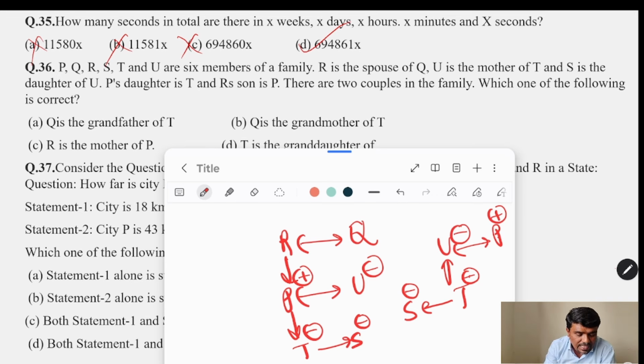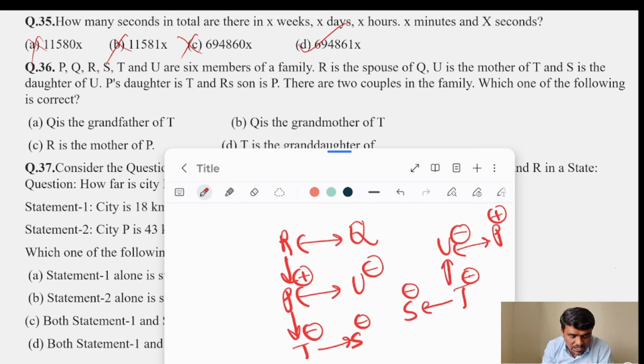So which of the following is correct? Q is the grandfather of T. See, there are two couples in the family, of course. R's son is P, which means I don't know R's gender. See, in case of blood relations, always focus on the gender. Most of the times questions are based on the gender only. So R's gender I don't know.